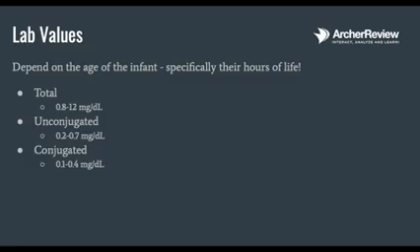So for total bilirubin, 0.8 to 12, unconjugated bilirubin, 0.2 to 0.7, and conjugated bilirubin, 0.1 to 0.4. I don't want you to spend too much time memorizing those lab values because, as I mentioned, they really are dependent on the age of the infant, specifically in hours of life. So just know your healthcare provider will interpret these lab values with BiliTool by plotting the level of bilirubin compared to how many hours of life the child is. Okay, I think that's everything I need to mention about lab values.